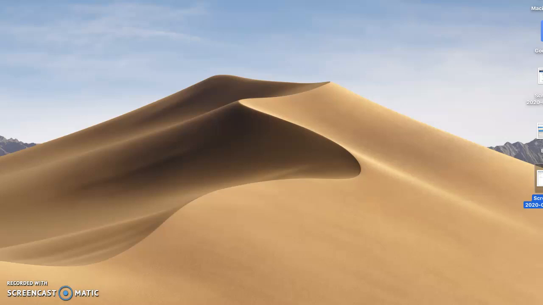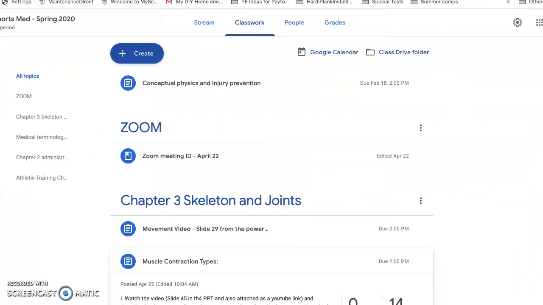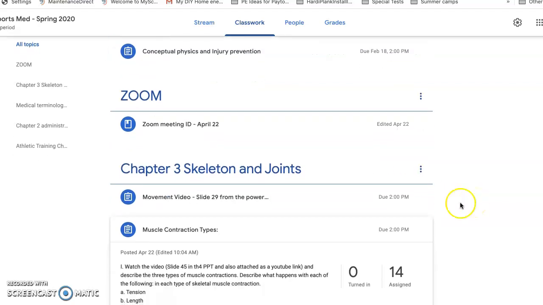Today we're going to do an asynchronous learning. You will go into the Google Classroom page, and under Chapter 3, Skeletons and Joints, you'll have two assignments. Both of them are relatively quick. You should be able to finish them throughout the assigned class period; it should take you about 45 minutes to an hour.